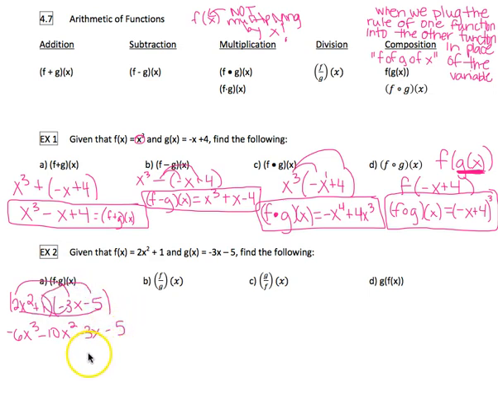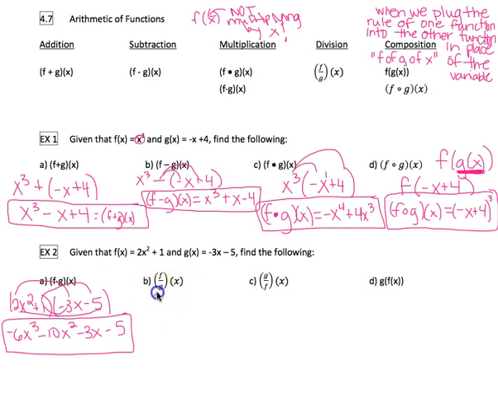We would then look to see if we had any like terms. If they were both linear, we would have like terms, but in this case, we don't, because we had one that was quadratic and one that was linear. So none of these are like terms, so this would be our answer for f times g of x. B, f divided by g of x.